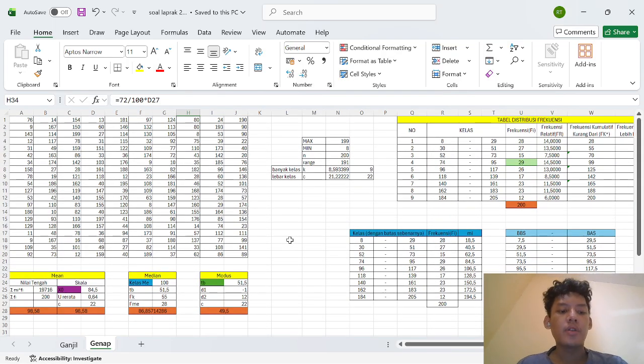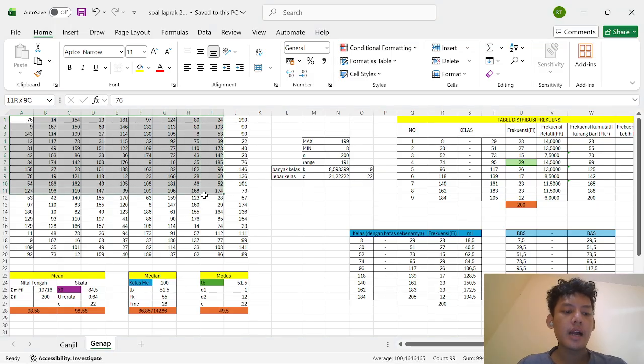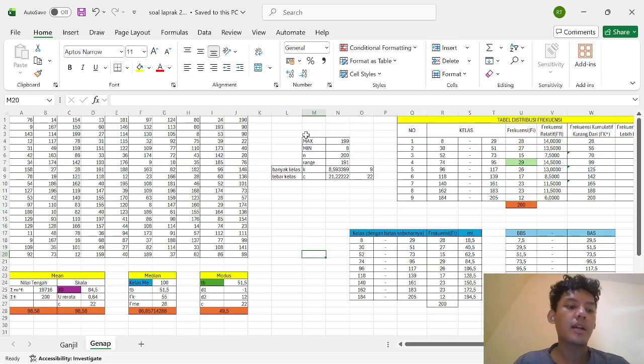First step, we need to observe the available data. Then we determine the maximum value, minimum value, total data, range, number of classes, and the class range. Please find the maximum value using the formula MAX, A1 to G20. The MAX formula finds the largest value from the data.